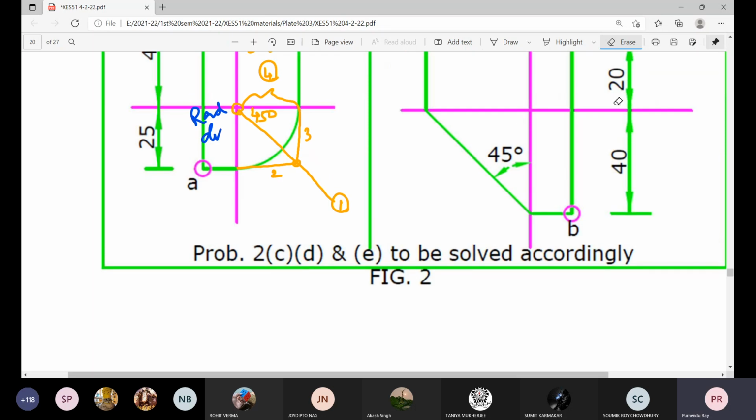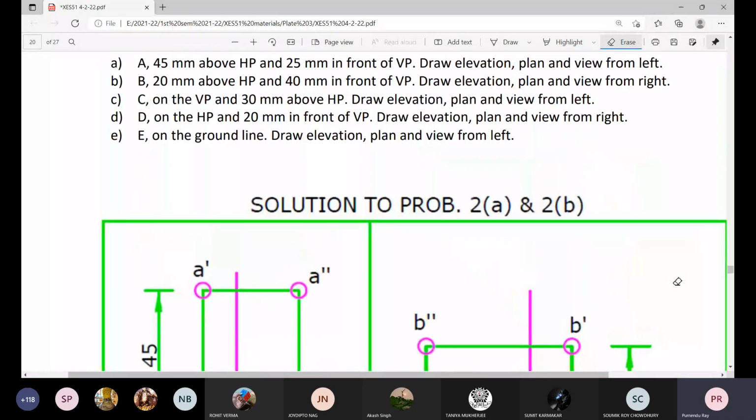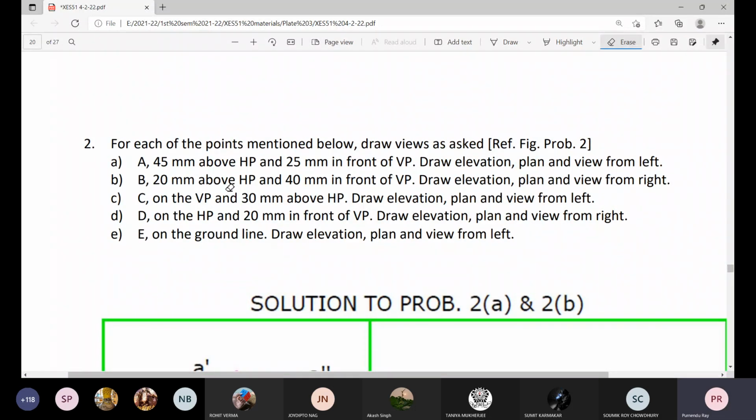Now regarding problem 2b, it will be a little bit different. Anyway, I will erase this additional information so that things are not clumsy and confusing. First of all, what about the problem statement for part B? 20 millimeter above HP and 40 millimeter in front of VP. Above HP and in front of VP means it is in the first quadrant. That is fine. Then draw elevation, plan and view from right. That is the important thing. View from right, not left.